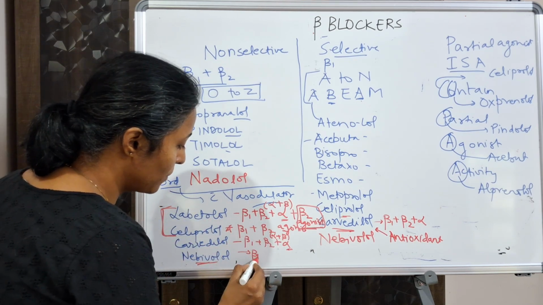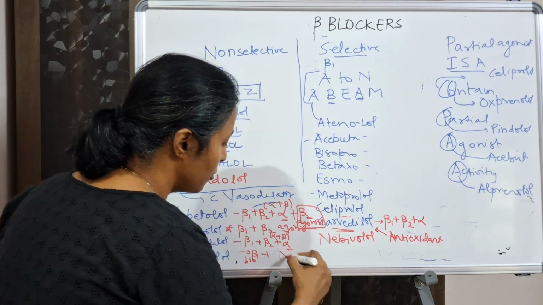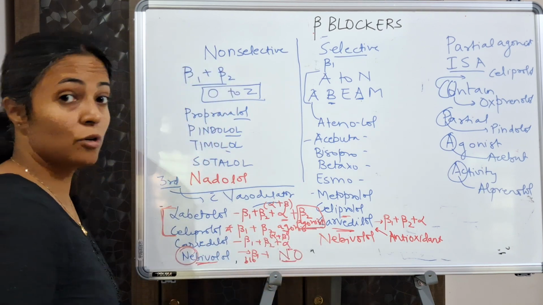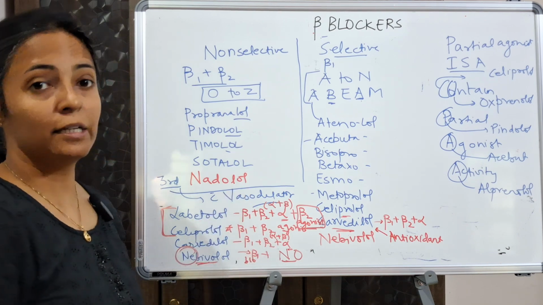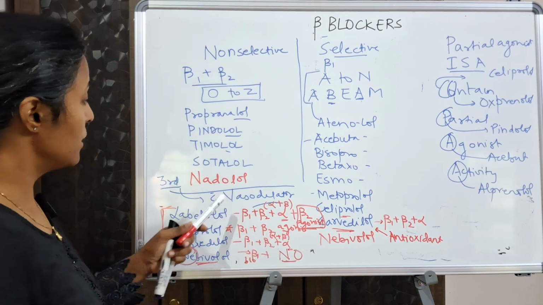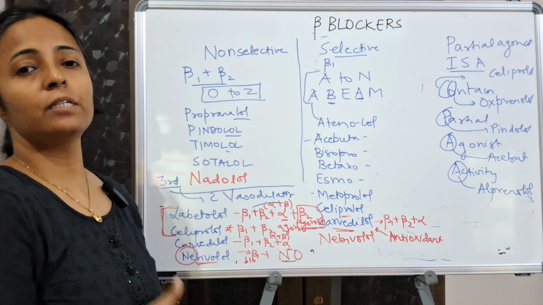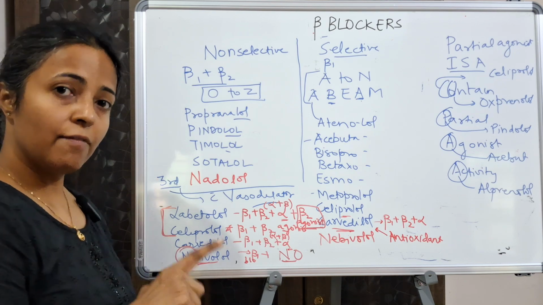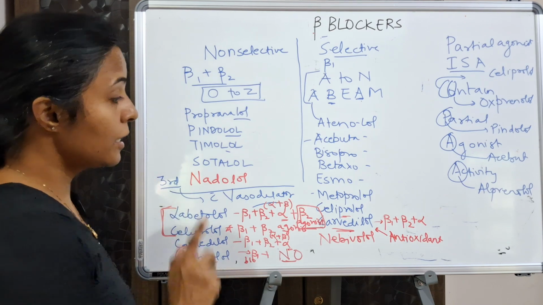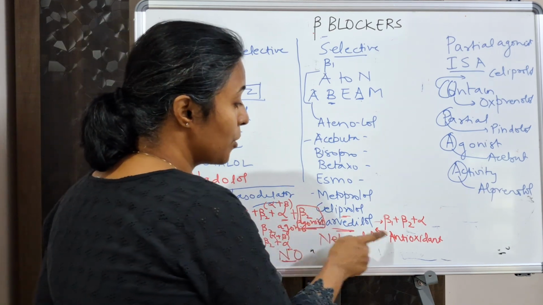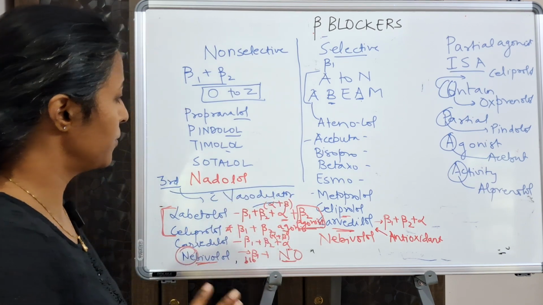Nebivolol is a beta 1 blocker plus, N for nebivolol, N for NO. It can release nitric oxide as well, and with nitric oxide release it has vasodilator property. Understand? So these various beta blockers have, apart from the beta blocking activity, vasodilator activity. Then we have alpha and beta blockers together, which are labetalol and carvedilol. Carvedilol has antioxidant property as well. So some properties of different beta blockers you should remember, right?